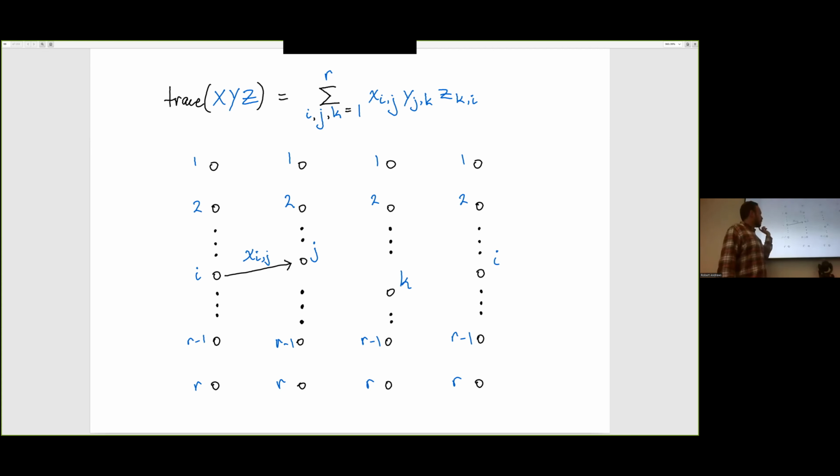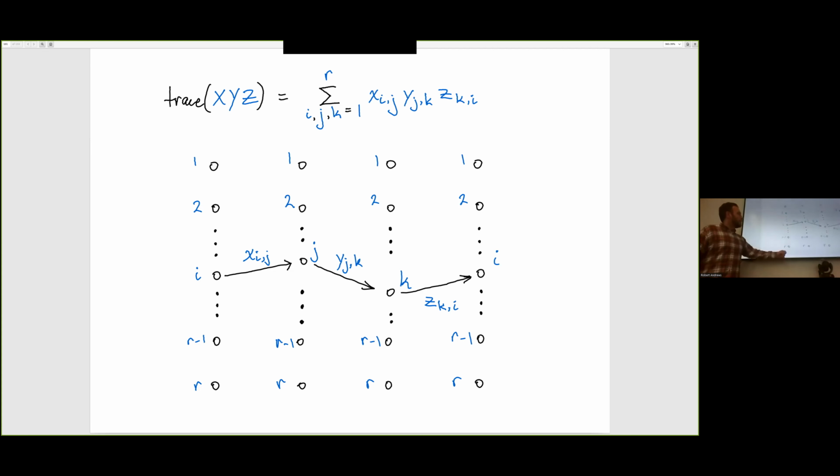From vertex i in the first layer to vertex j in the second layer, I draw an edge and I label it with the variable x_ij. From j in the second layer to k in the third layer, I draw an edge and I label it with the corresponding y variable. And for the edges from layer 3 to 4, again, I draw an edge and I label it with the z variable.